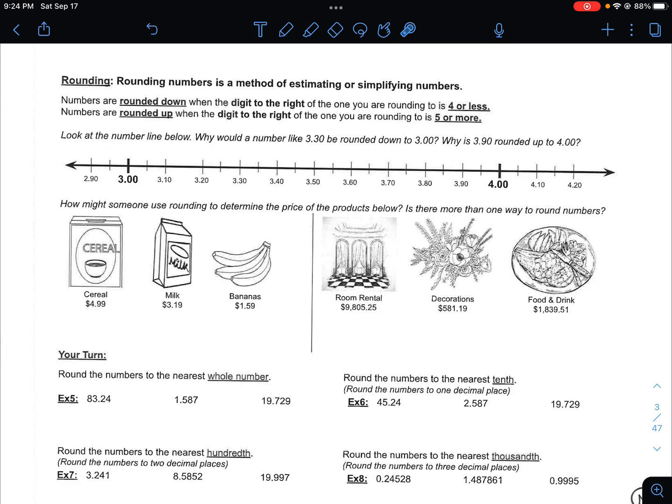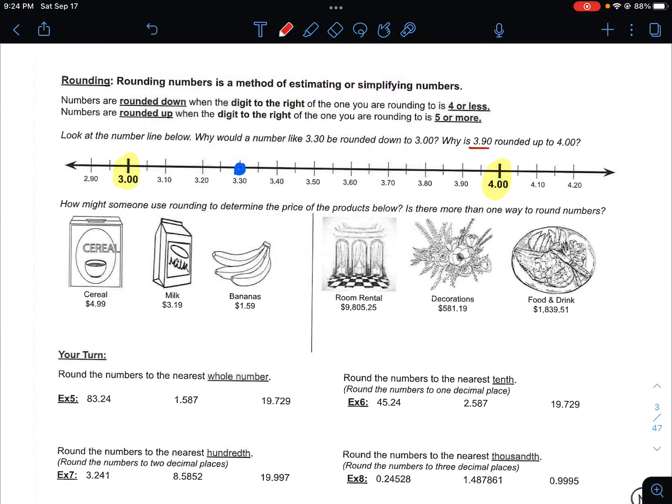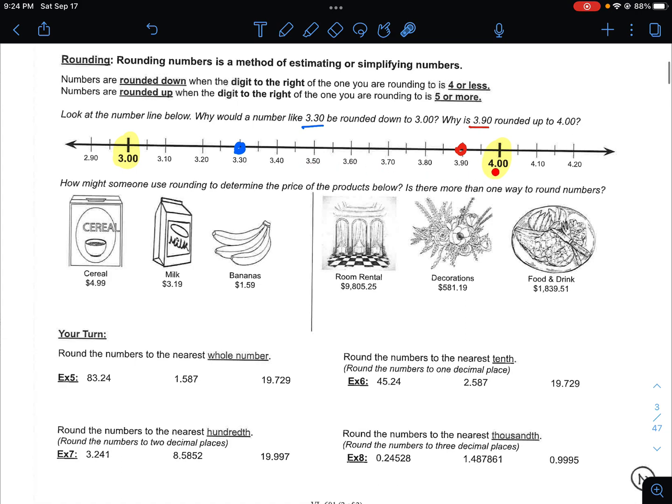So look at the number line below. Why would a number like 3.30 be rounded down to 3, while 3.90 would be rounded up to 4? So let's look at the whole numbers. We've got 3 right here, and we've got 4 right there. So the question is, why would a number like 3.3, this number right here, be rounded down to 3, while a number like, let's use red, a number like 3.9 is rounded up to 4?